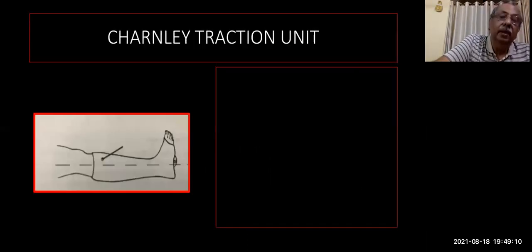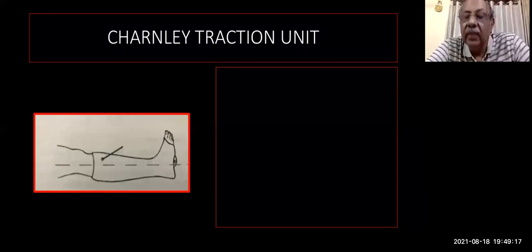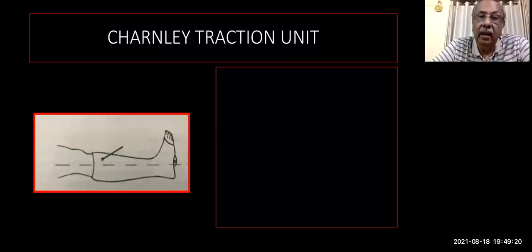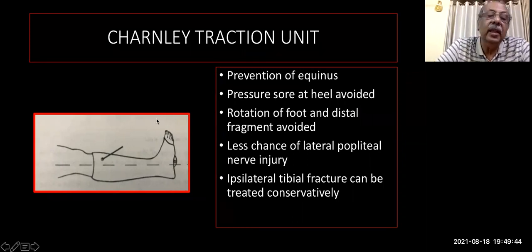Then this question I have heard being asked by several examiners, senior examiners: what is Charnley's traction unit? I think Kakatasat sir has also mentioned regarding this. You incorporate this traction in a Belloni cast. It will prevent equinus. It will prevent pressure sores at the heel. The rotation of the foot and the distal fragment is avoided. There is less chance of lateral popliteal nerve injury, and ipsilateral tibial fracture can be treated conservatively.